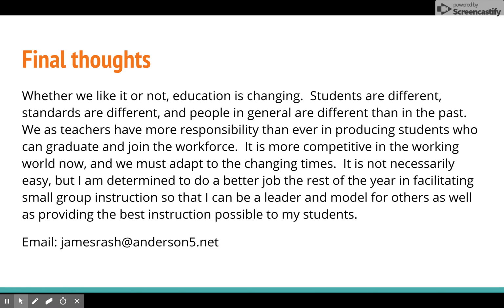And my goal for myself is to begin implementing this now, so that I could be a leader and a model for others as I pursue instructional coaching or administration, and help teachers to provide the best instruction possible. But I know it has to start with me, because if I'm not practicing what I preach, then it's not going to be nearly as meaningful.